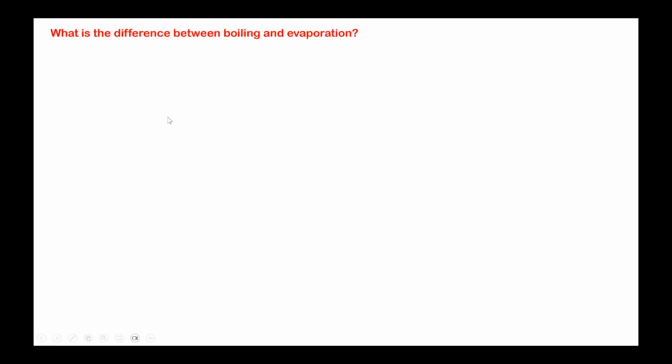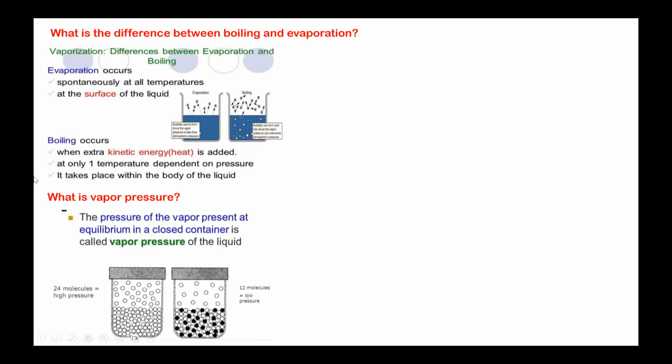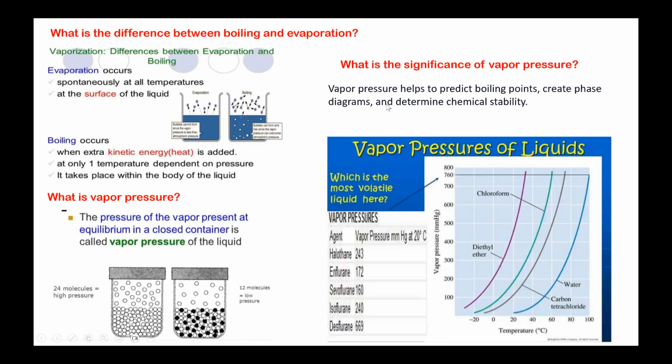What is the difference between boiling and evaporation? Already we have seen. In boiling, you require external heat. Evaporation occurs spontaneously. Vapor pressure, again, we have seen that. What is the significance of vapor pressure? It helps to predict the boiling points, create phase diagrams, and determine chemical stability. Okay, so that is the importance also of vapor pressure.